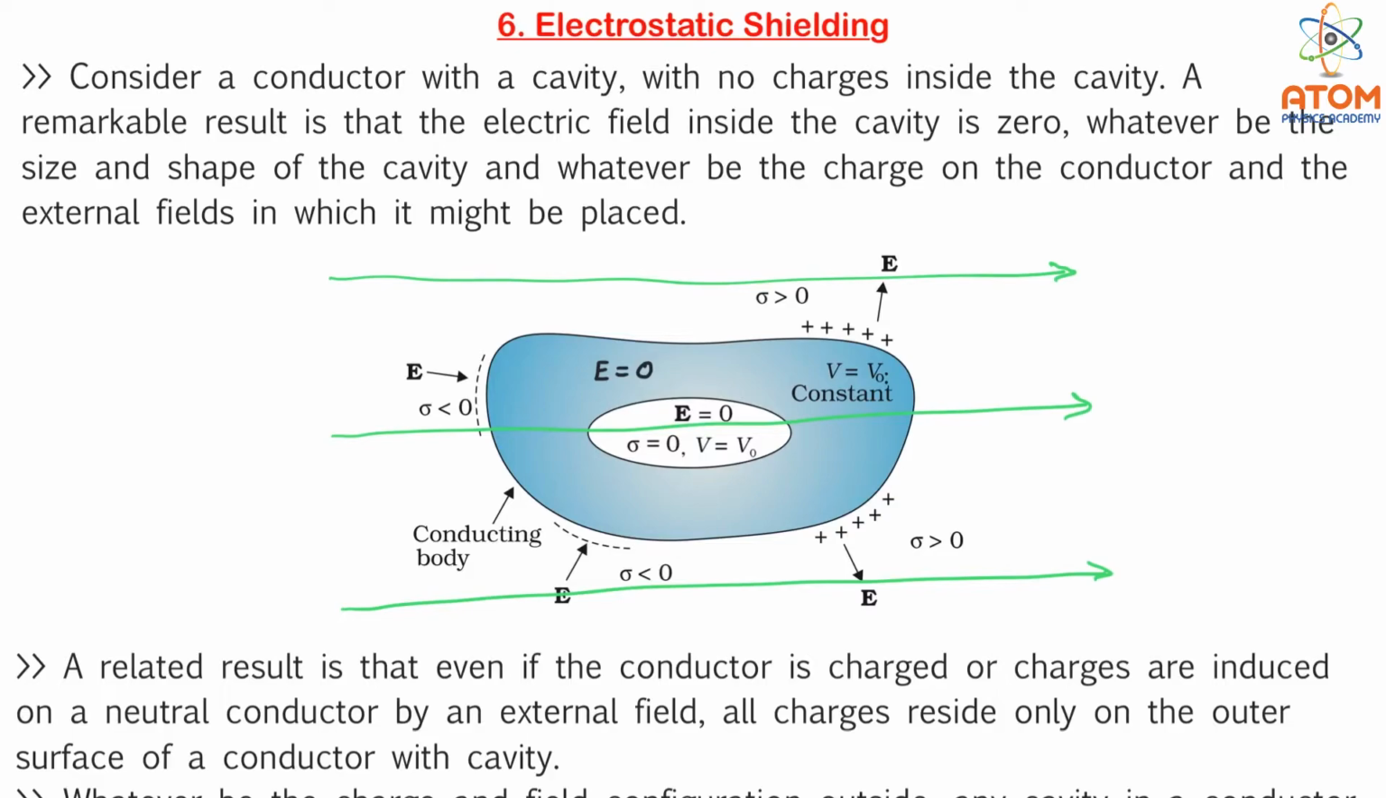Then due to this external electric field, on this portion positive charge will be accumulated or say induced, and on this portion negative charge will be induced. So here also charge is induced, but charge is not going inside. There is no charge inside, nor in the cavity inside. That's why sigma is equal to 0 remains constant, and so the electric field inside this cavity remains 0 only. So the potential is also remaining V0 constant.